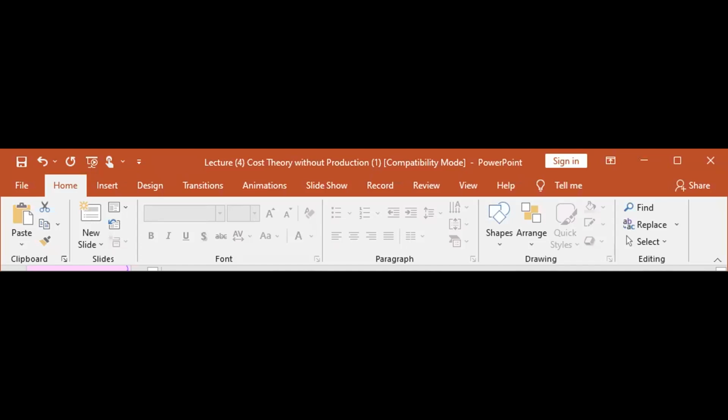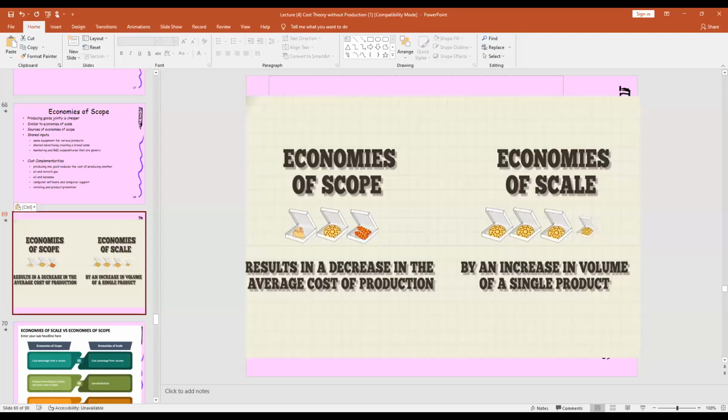Yeah, shall we take soap production? Soap. Elaborate it. So if we take a brand like Sunlight, they are having bulk production and they don't have much variety in it. Okay, that is economies of scale, right? Is it economies of scale or economies of scope? Economies of scope, sir.